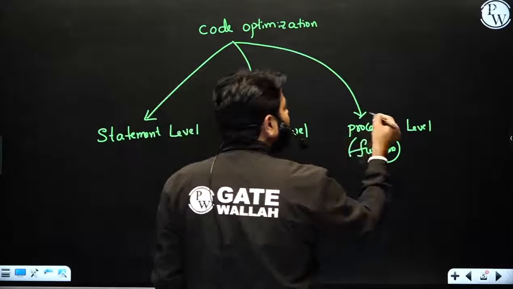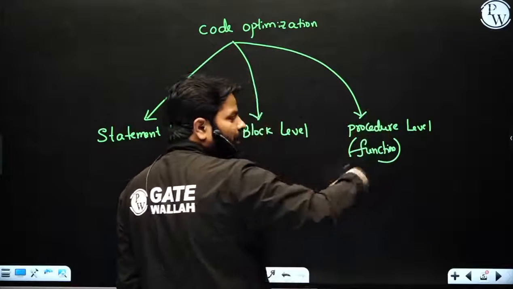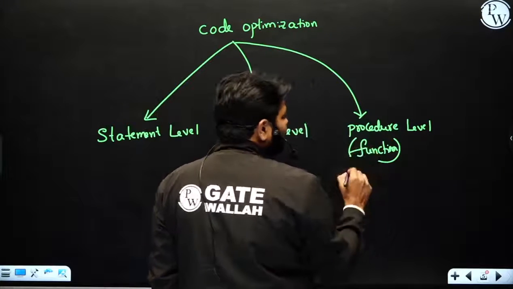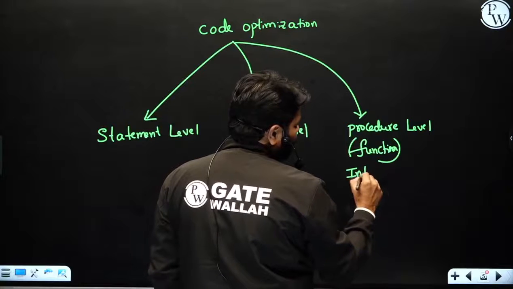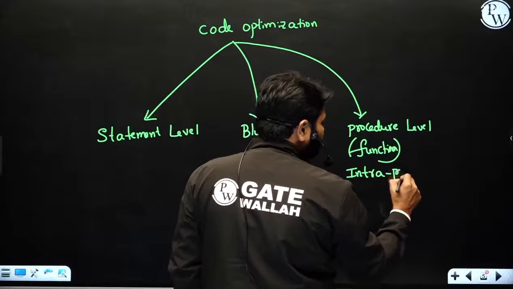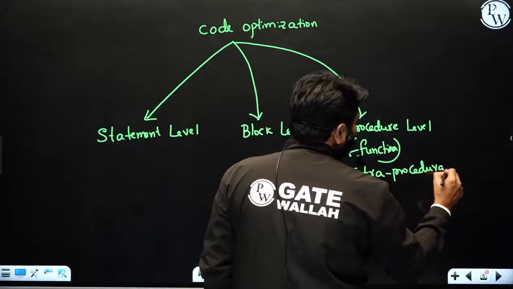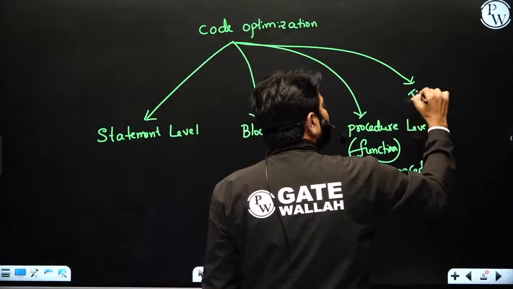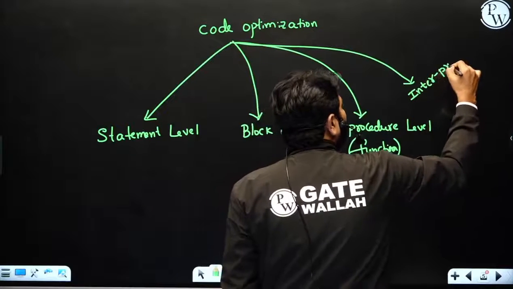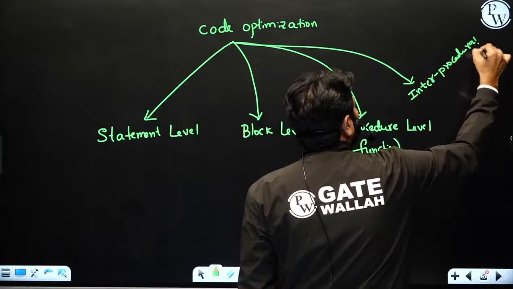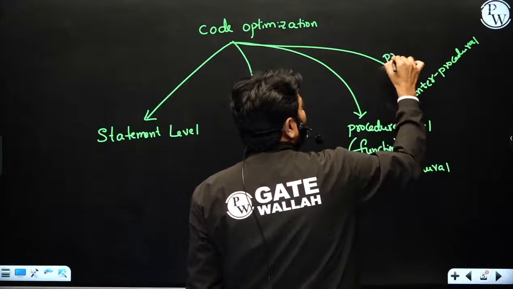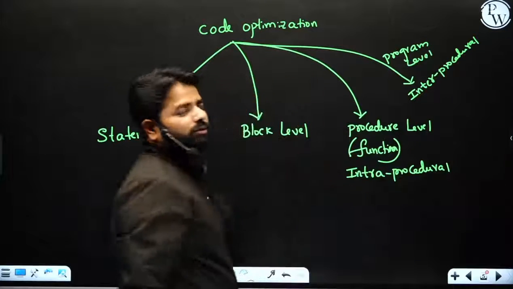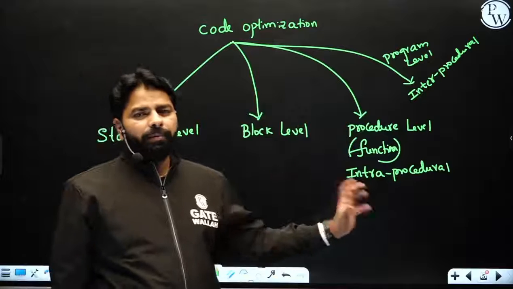That's basically intra-procedural. We say that if you are applying to only one function, it's called intra-procedural, within the function. Another one is program level, which is basically considered as inter-procedural. Okay, there are various types of code optimizations. When you consider a single program at program level, you can apply inter-procedural. These are various code optimizations.